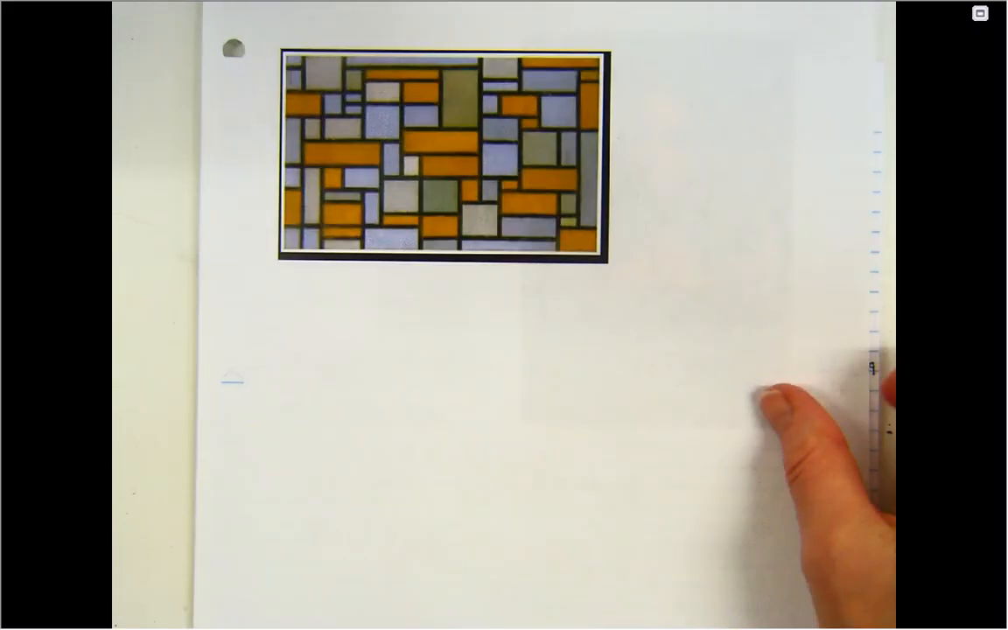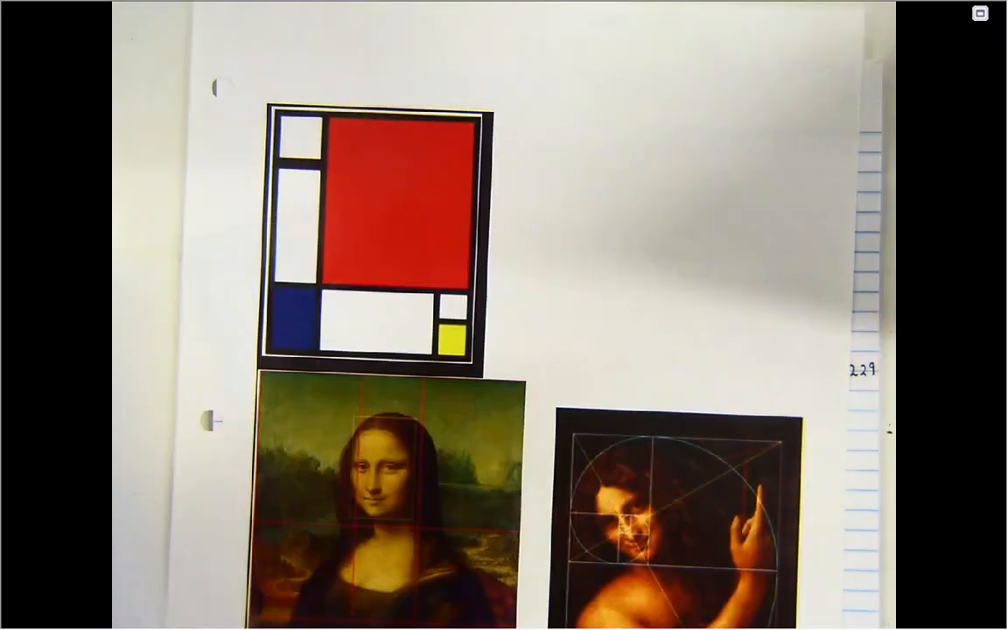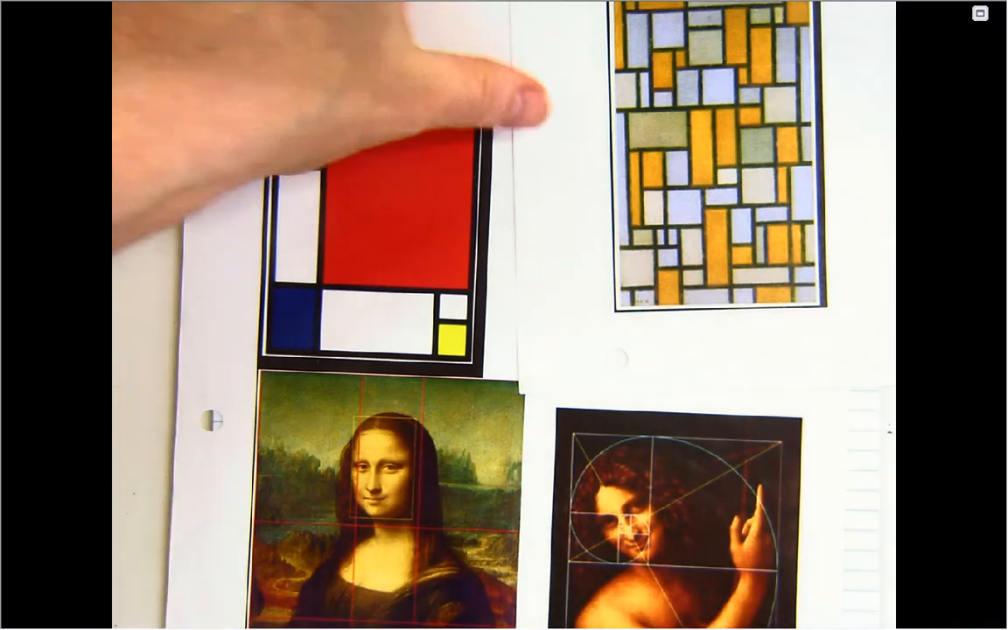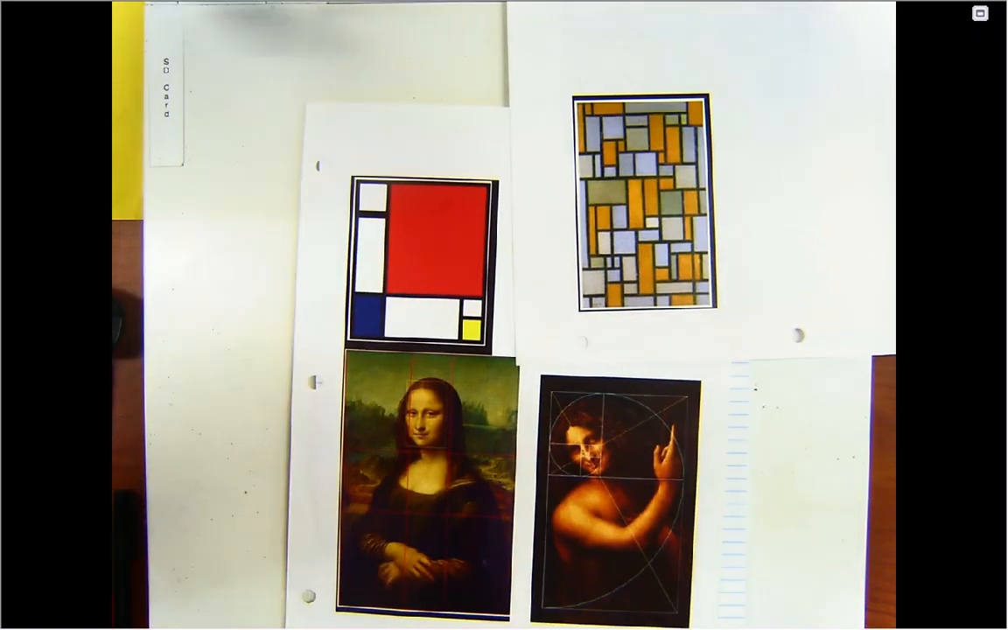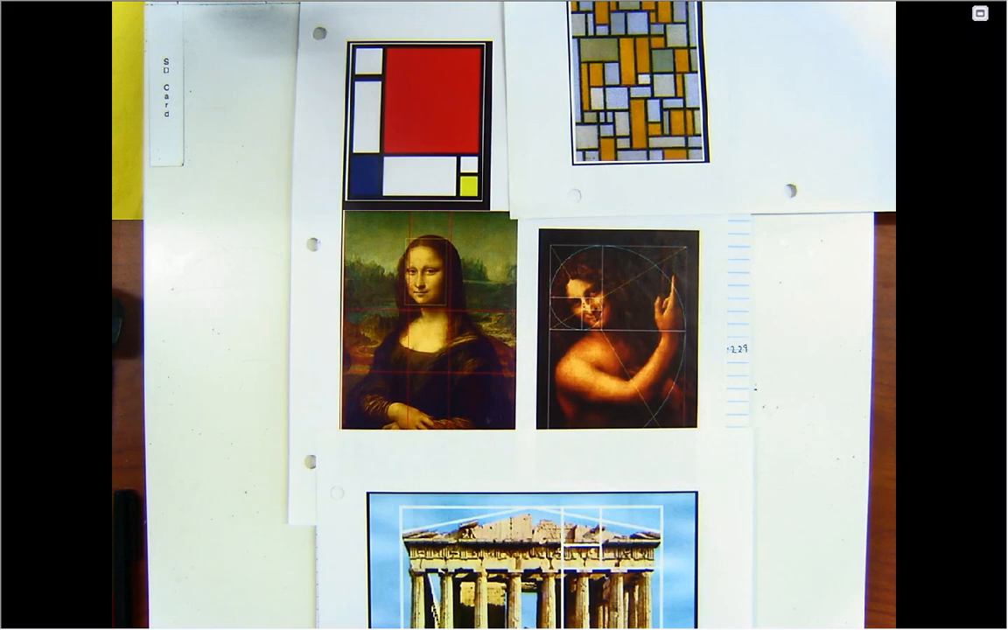So we here have some work by Mondrian. Here we have some work by Leonardo da Vinci. I also have some pictures of the Parthenon. Let's see if I can get as much in here as I can. Online students, you can find these by Googling modern, you don't have to do modern art. You can Google the golden rectangle in art and you'll see these images and you can take out your ruler and measure. So what I'd like you to do is to find rectangles in here that are golden.